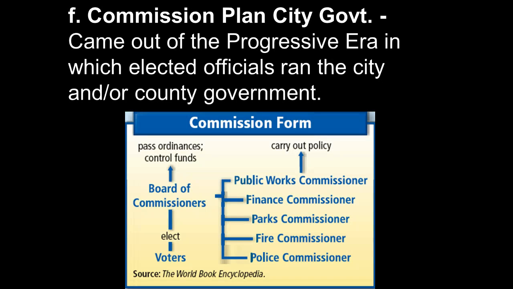All right, different plans of government. The commission plan city government came out during the Progressive Era, in which elected officials ran the city or county governments. This is how most county governments work now. So you'll have the voters who elect the Board of Commissioners, and then they pass ordinances and control funds. Those various commissioners also are appointed by the Board of Commissioners, and they carry out policy. It's more direct control by the voters.